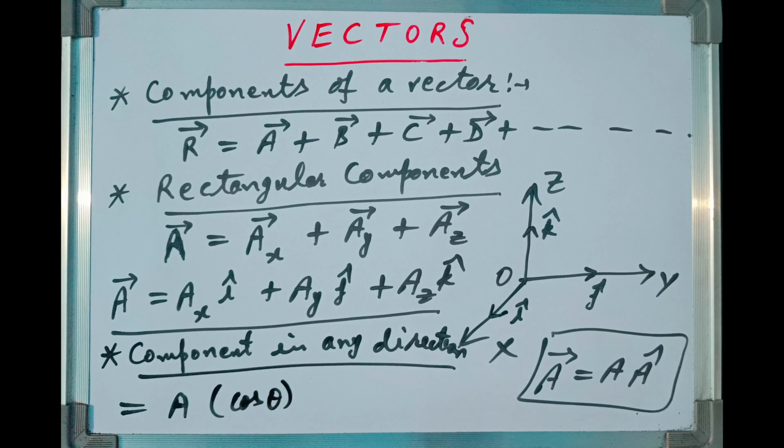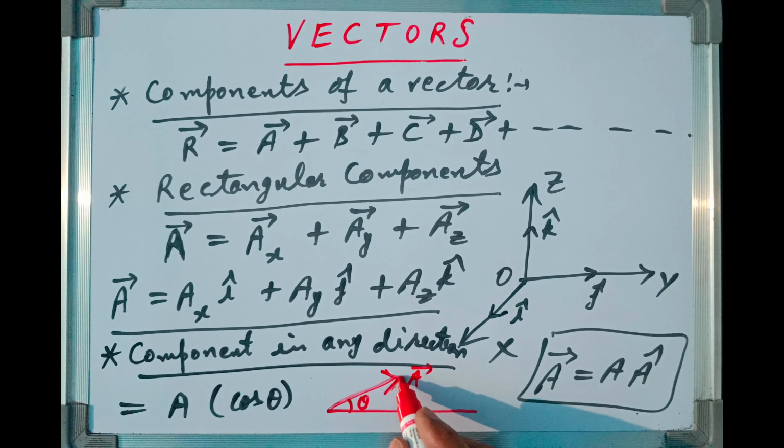So what is the meaning of this? Suppose I have a vector A in this direction. We want to find its component in this direction. What will we do? Let's measure this angle theta and put magnitude of this vector, multiply with cos of the angle. It will give component of the vector in this particular direction. So this is nothing but component of a vector along this direction. That's all.